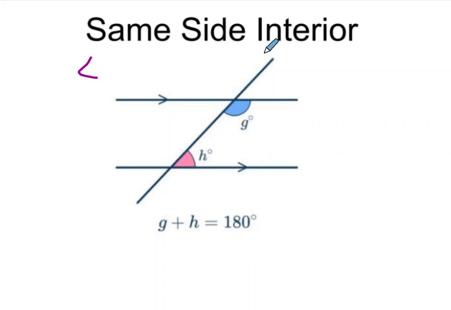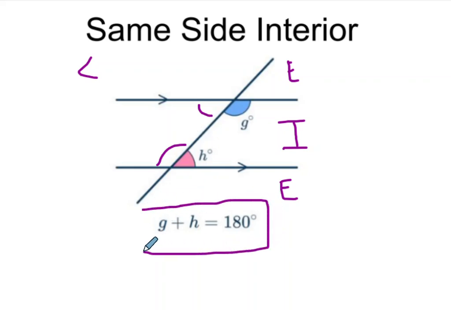The first type of angles would be my same side interior. So this is the interior of my two parallel lines, and then this would be my exterior here. So same side interior angles would be on the same side of the transversal. So these two would also be another form of same side interior. And the relationship between these two same side interiors, they'll always add up to 180 degrees.